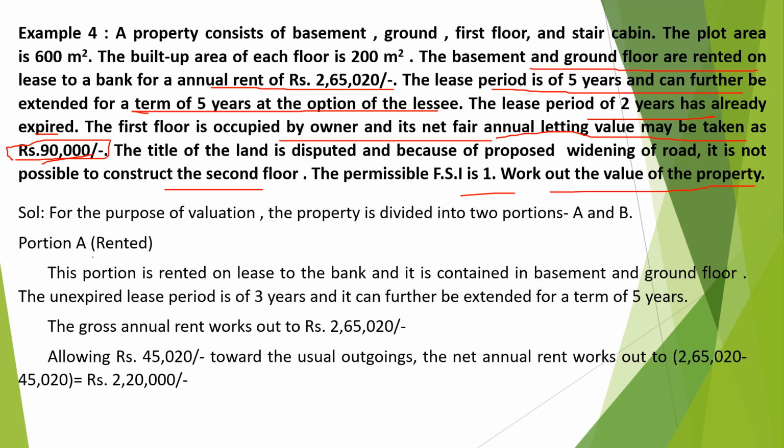The first portion is property A, which is rented, and the lease period is 5 years, out of which 2 years have already passed. So the unexpired lease period is 3 years, and the annual rent is 2,65,020. Let us suppose outgoings are 45,020. We assume this, so the net rent comes out to be 2,20,000. These are just assumptions. Otherwise, these things will be given to you in the question if you are doing it from the IBB examination point of view.